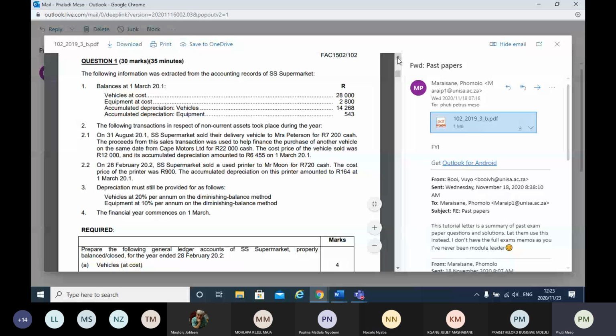Right, this is what I wanted to explain with regards to the basic accounting equation. We've got your asset equal to equity plus liability. You need to listen very, very carefully there.